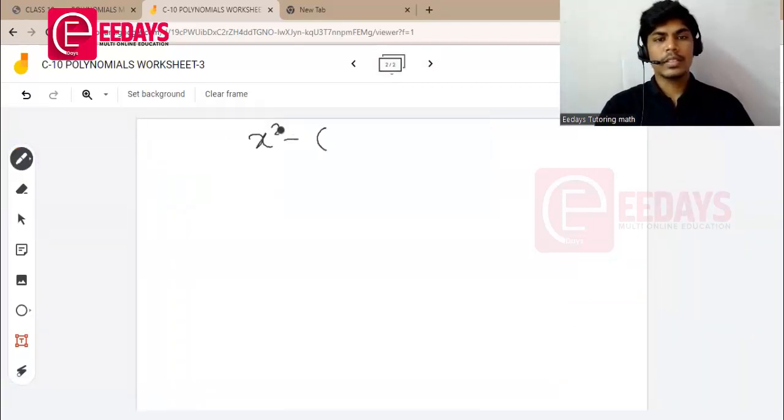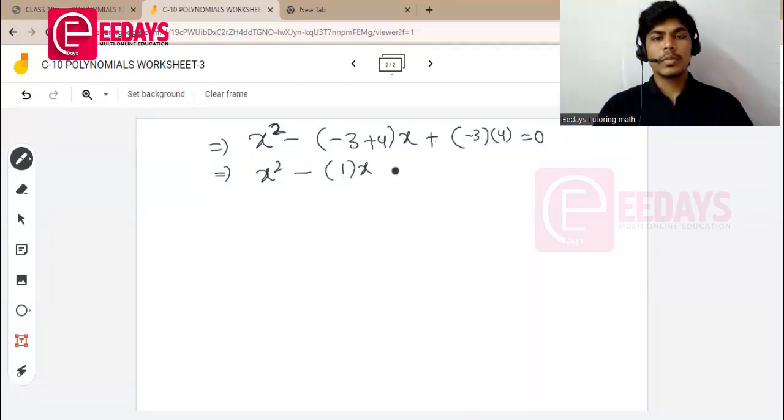X square minus alpha is -3, beta is 4, into x plus alpha beta, which is nothing but -3 into 4. Okay, so finally we got x square minus 4 minus 3, we are getting 1 here, 1 into x, plus into minus, minus 3 4s are 12. Finally, we get this equation, x square minus x minus 12 is equal to 0.